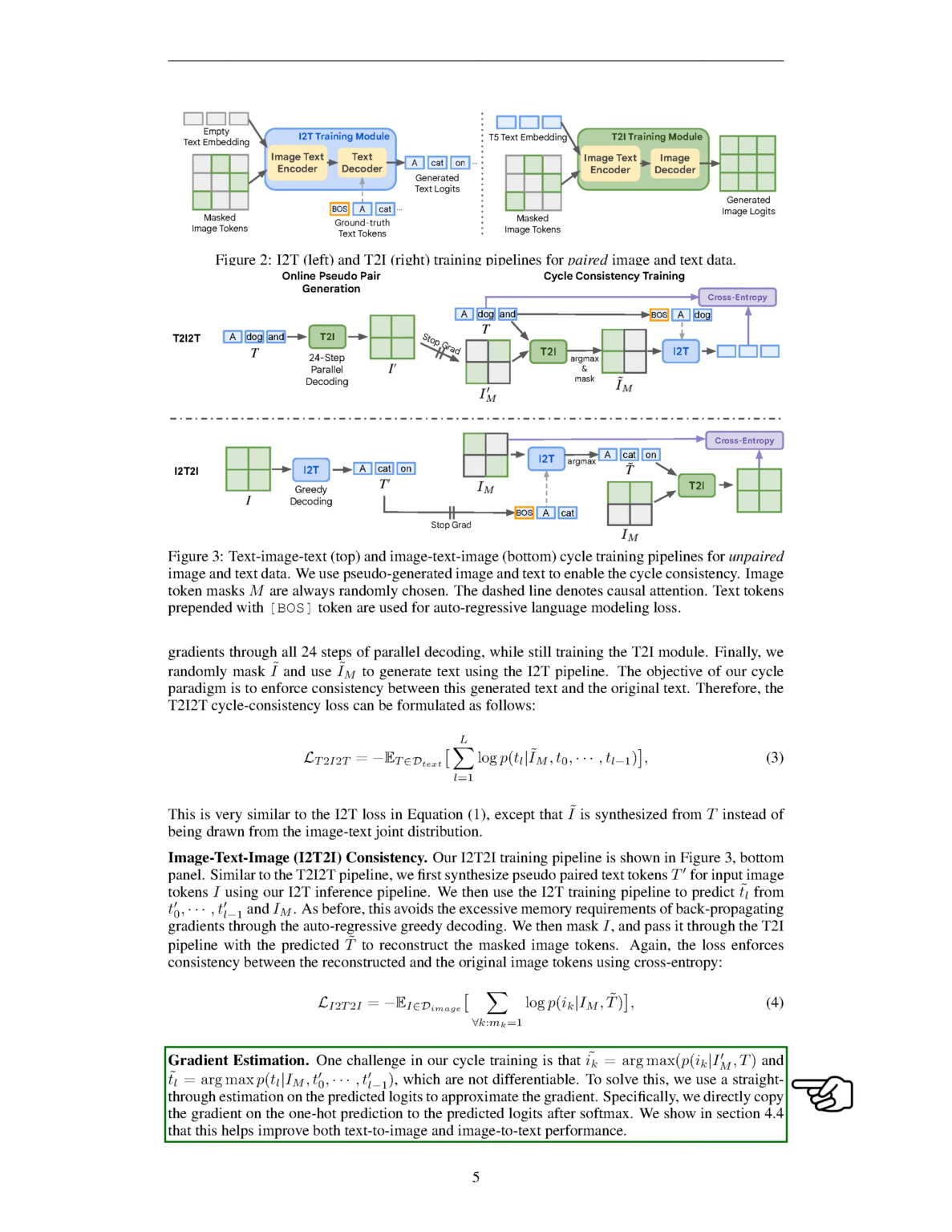One challenge in our cycle training is that the predicted image and text tokens are not differentiable. To solve this, we use a straight-through estimation on the predicted logits to approximate the gradient. We found that this approach helps improve both text-to-image and image-to-text performance.